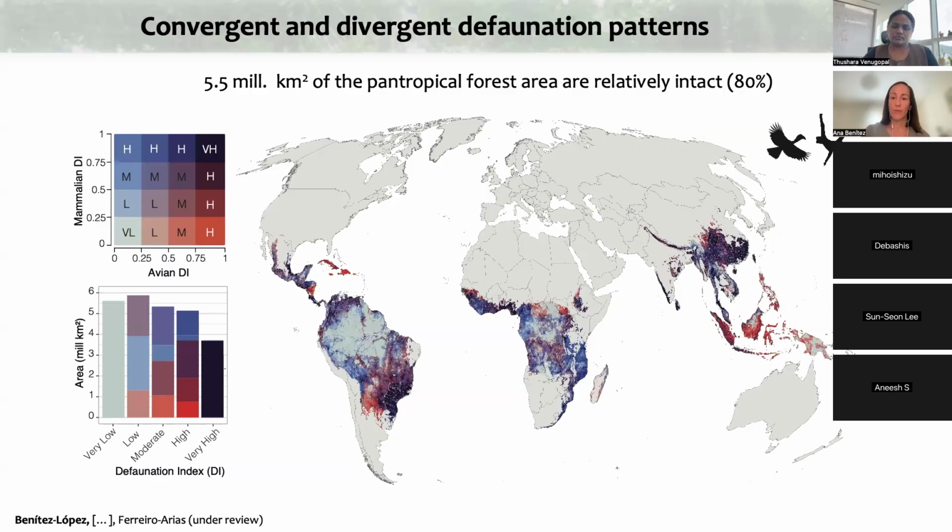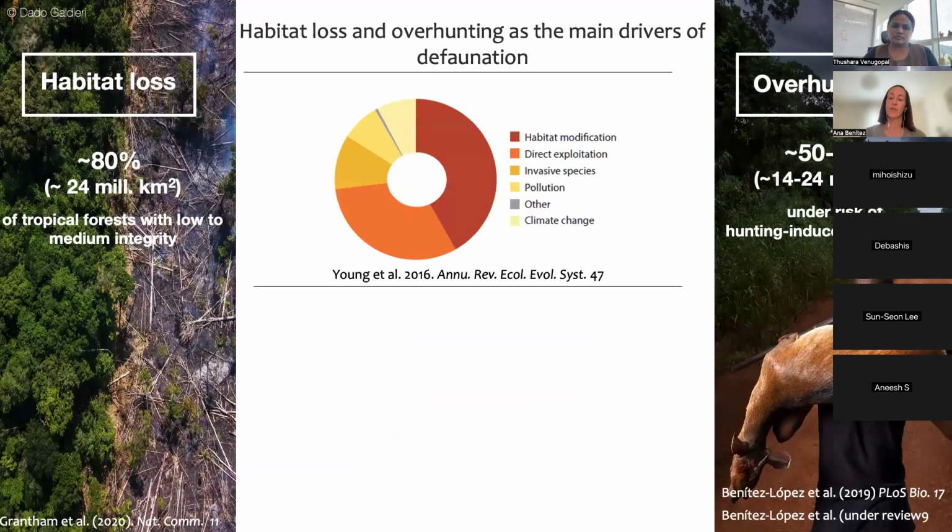So I'm moving now to another section of the talk, because we know that defaunation is not only caused by hunting or overexploitation. There's another major driver, which is what most people focus on, especially in the tropics: deforestation, habitat loss, habitat degradation, and so on. There are works that indicate that around 80% of tropical forests could have low to medium integrity. And we know from the work of my team that between 50 to 80% of tropical forests could be under risk of hunting-induced defaunation.